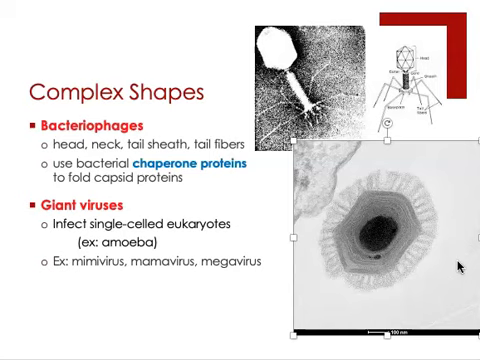Giant viruses have only been found in single-celled eukaryotes, again, similar to the amoeba. They've been given very strange sounding names. Some of the giant viruses have been named Mimi virus. There's one called Mama virus and one called Mega virus. The Mimi and Mama, these are acronyms, so they stand for something else. But that's the naming system that's being used so far to describe the giant viruses.